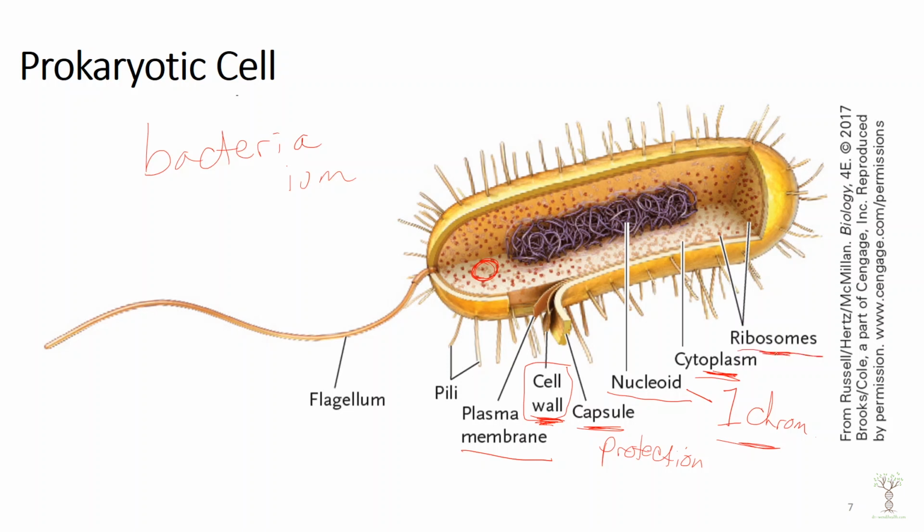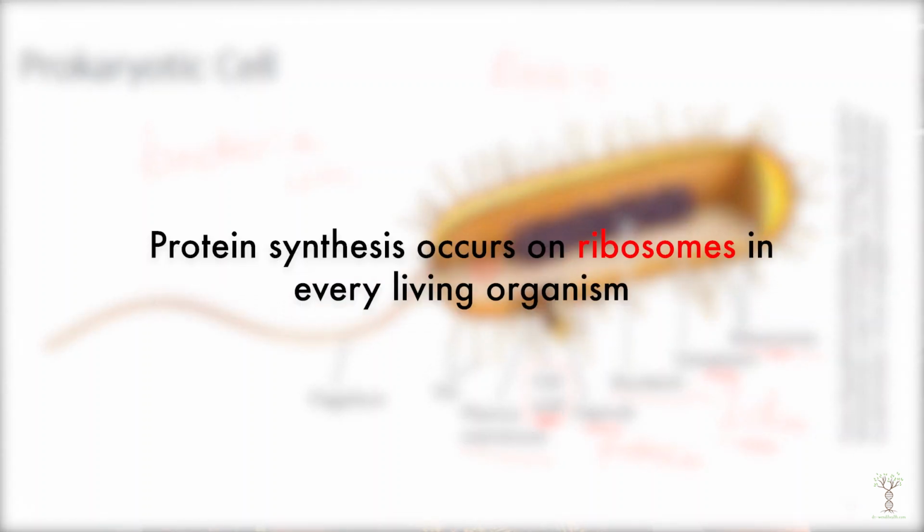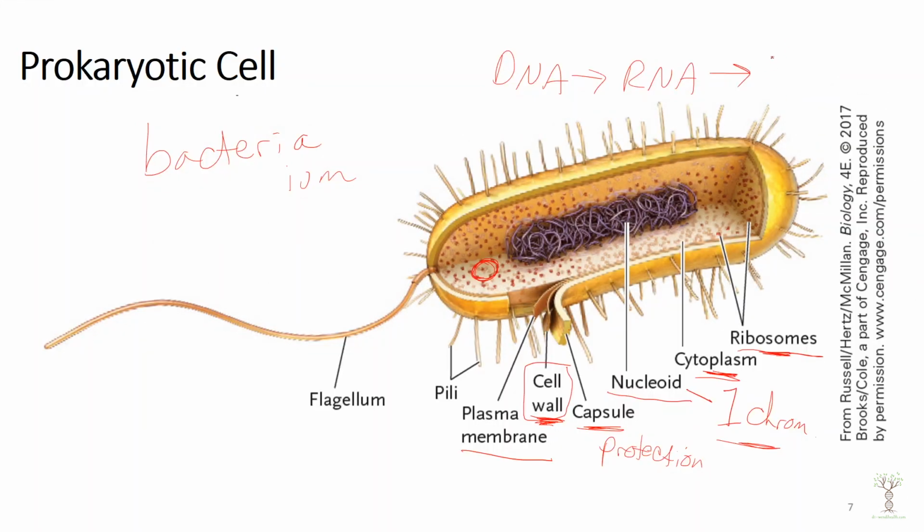There are ribosomes. Ribosomes are these little dots. They are not surrounded by a membrane. Their important role is to build proteins. So remember, DNA is used as the code to produce RNA molecules that is used as the code to produce proteins. So the protein is produced on the ribosomes.